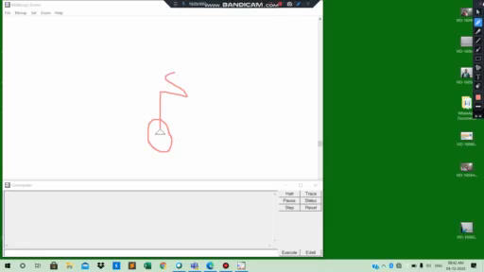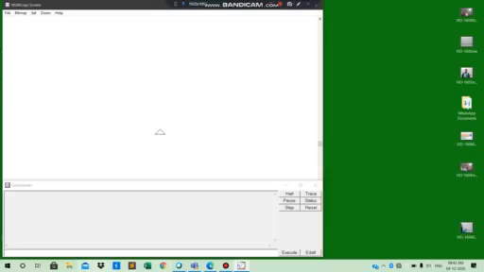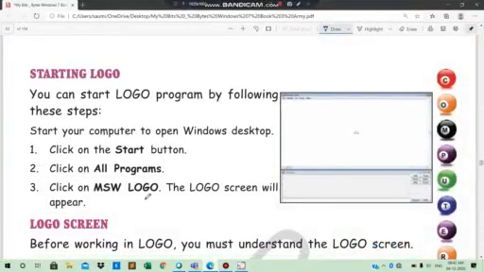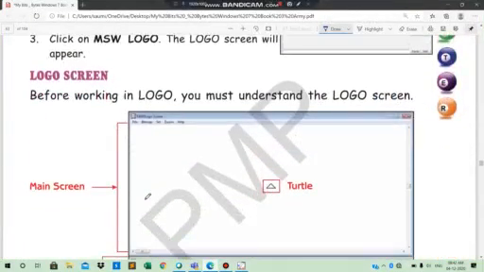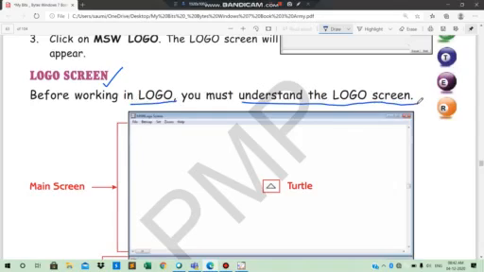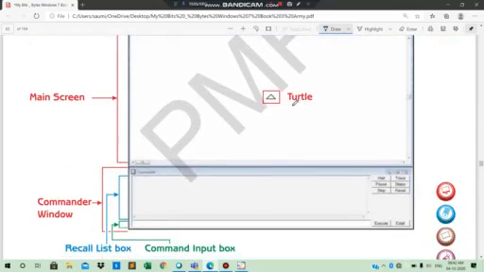Okay, let's move ahead, let's move towards our book. Logo screen. Now the next topic we have to read about is the logo screen. Before working in Logo, you must understand the logo screen. So this is the turtle, this is the main screen, this is the commander window. These are all the parts.